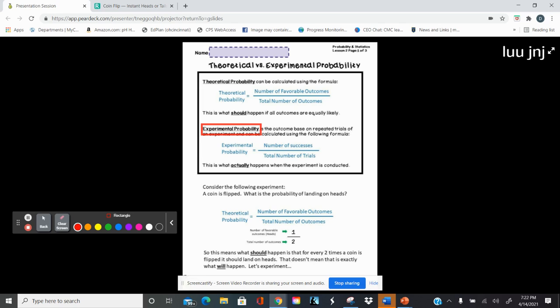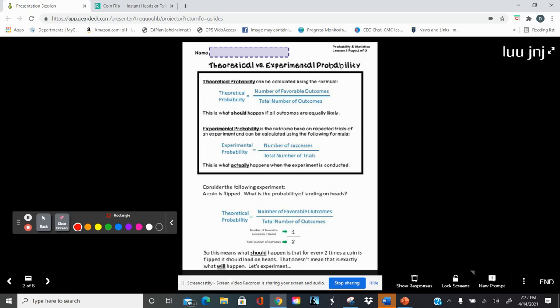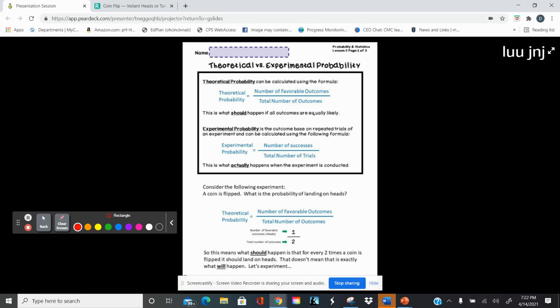So let's move on to experimental probability. When we're talking about experimental probability, we're talking about the outcome based on repeated trials of an experiment. And it can be calculated through a formula as well. But this formula is based upon an experiment that you have done. So there's an example that says, consider the following. A coin is flipped. What is the probability of it landing on heads?